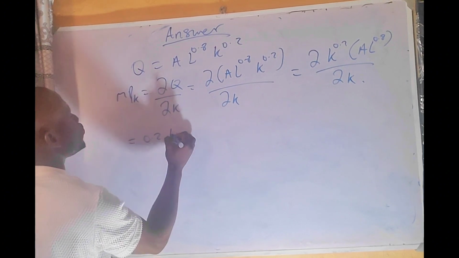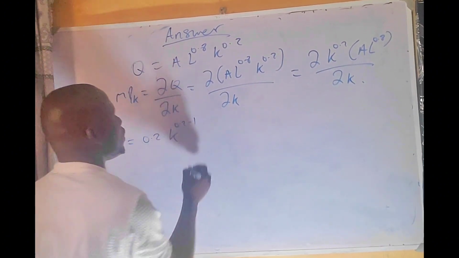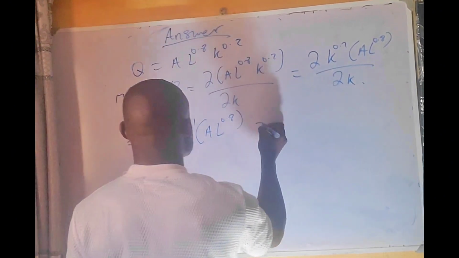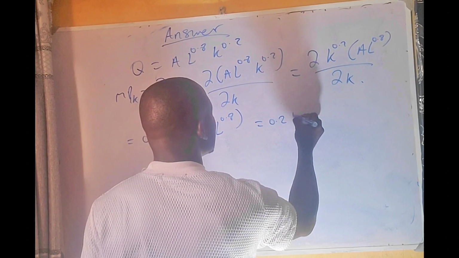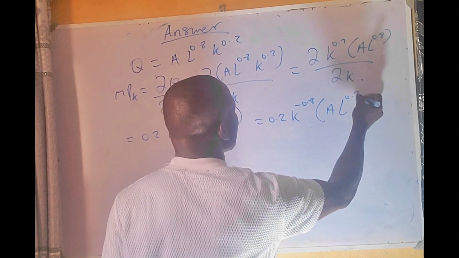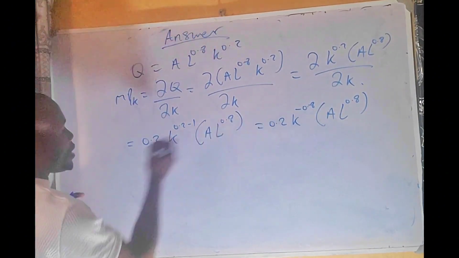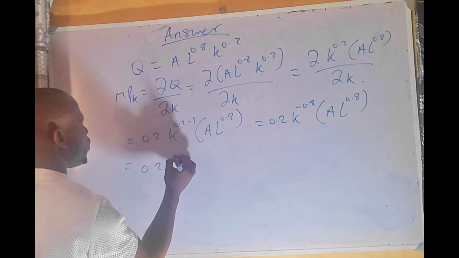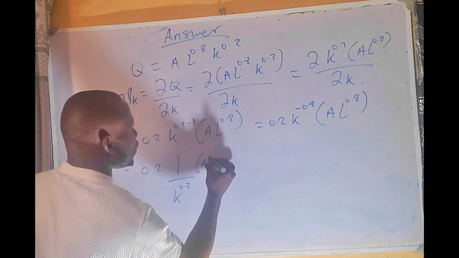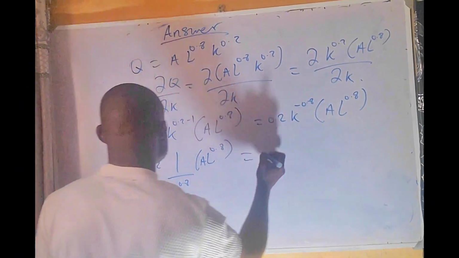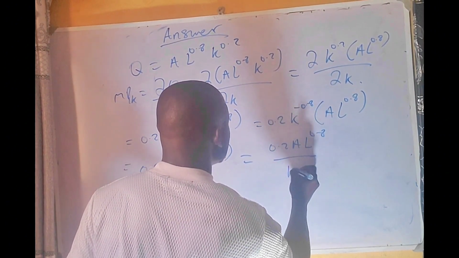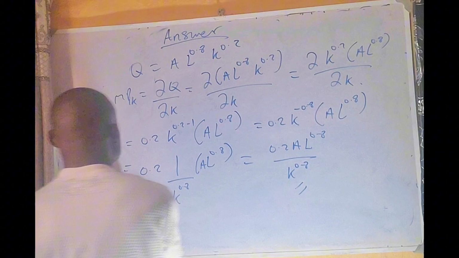This will be 0.2 K raised to the power 0.2 minus 1, all into AL^0.8. Alright, and this will be equal to what? 0.2 K raised to the power minus 0.8 into AL^0.8. So we can write this as 0.2 times 1 over K^0.8, all into L^0.8, which is now equal to 0.2A L^0.8 all over K^0.8. These are the marginal product of capital.